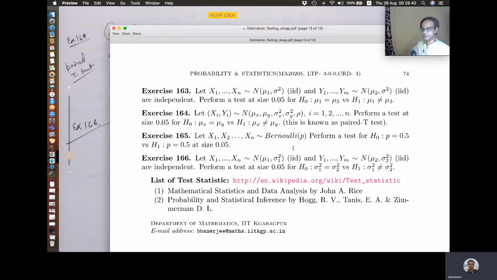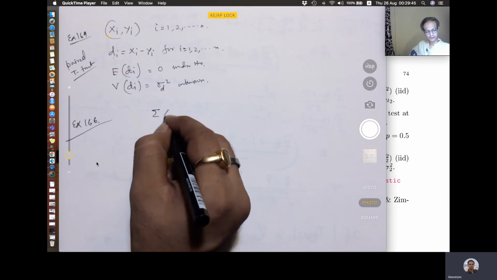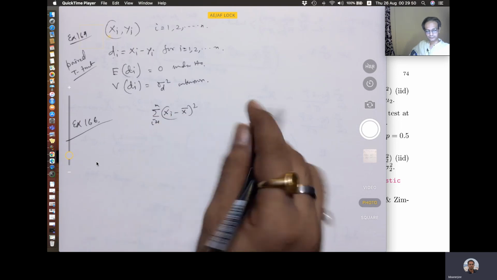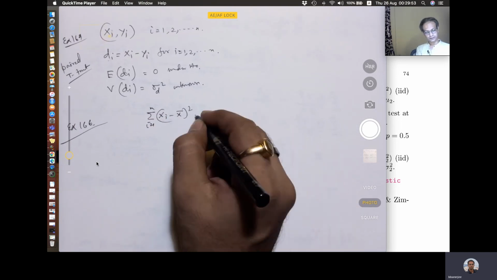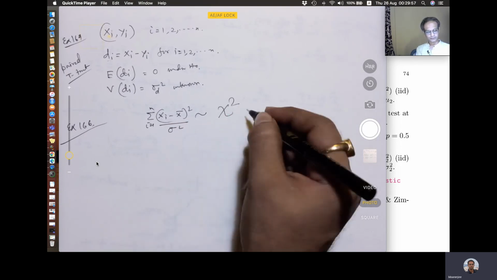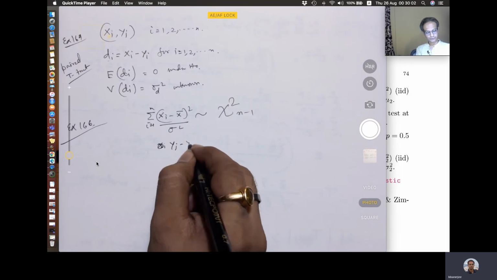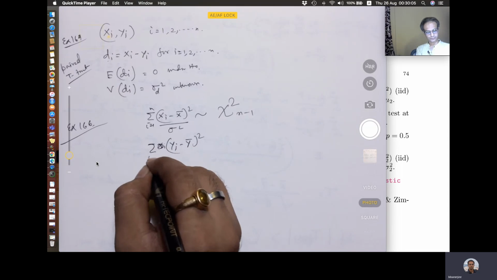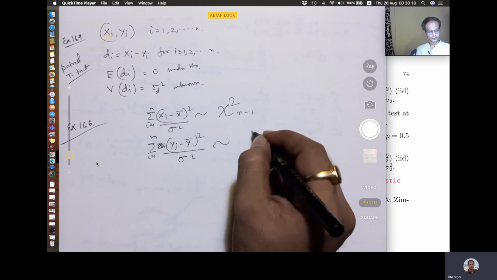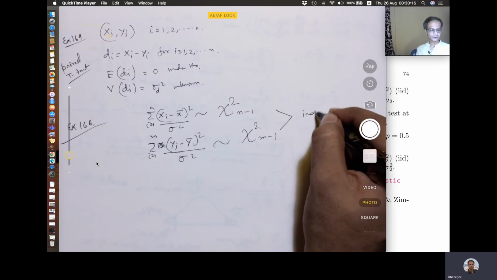Exercise 166. From these two things, already you know that sum over xi minus x bar whole square, i running from 1 to n, divided by sigma square follows chi square n minus 1 degrees of freedom, and sum over yi minus y bar whole square, i running from 1 to m, divided by sigma square follows chi square m minus 1 degrees of freedom. Already you have seen, and they are independent.